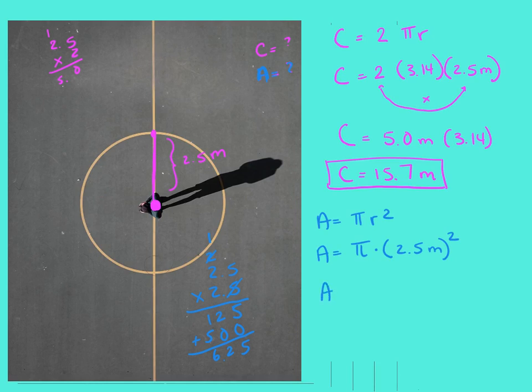Okay, so I got pi times 6.25 meters squared, or square meters, and then I multiply that by pi. This is probably the toughest part of this whole thing, just doing 6.25 times 3.14. Meters squared.